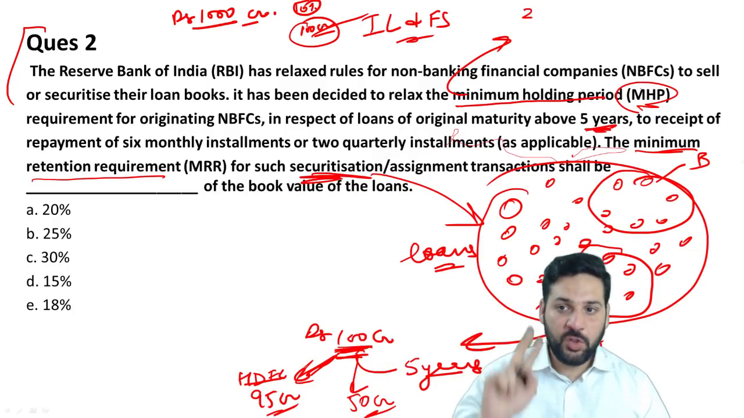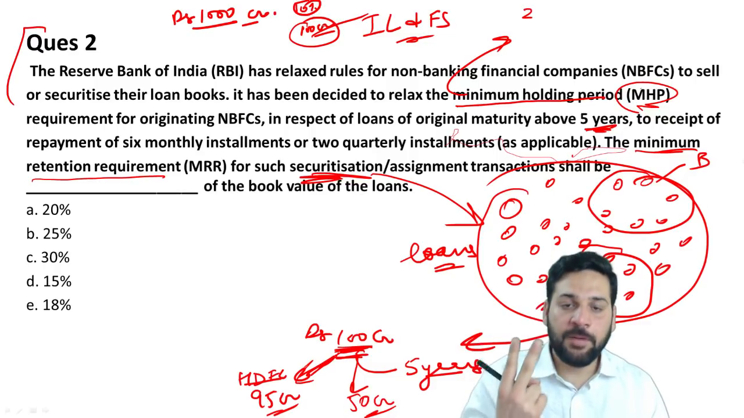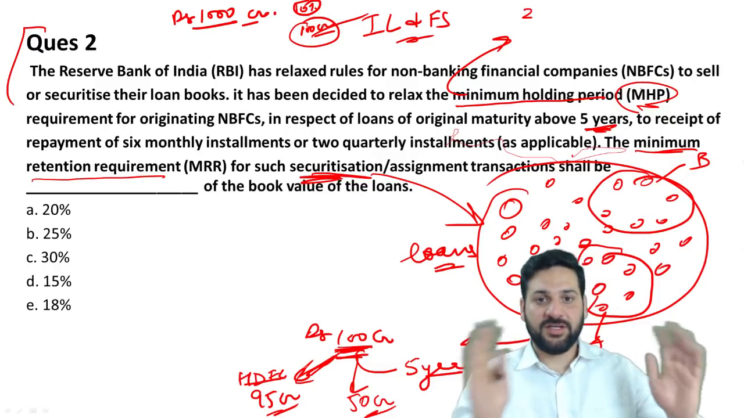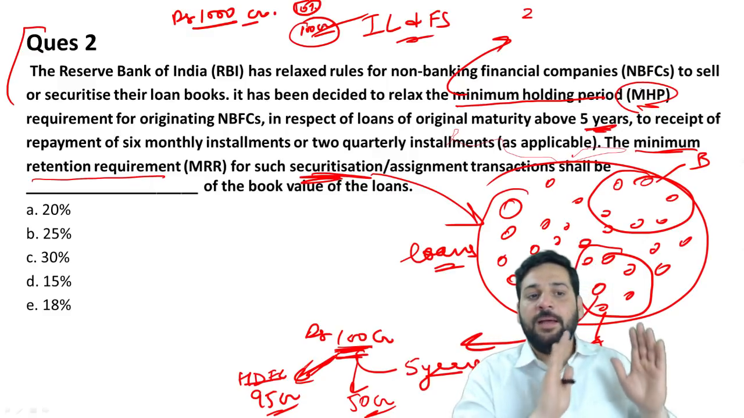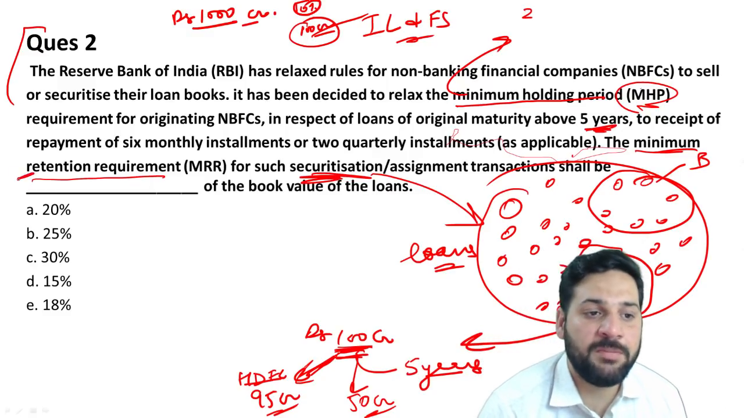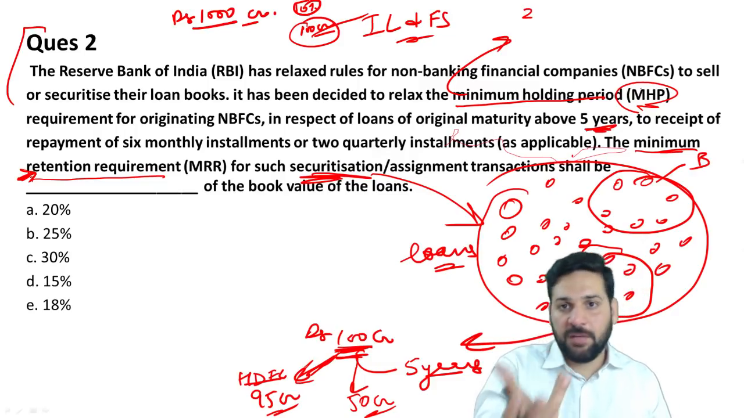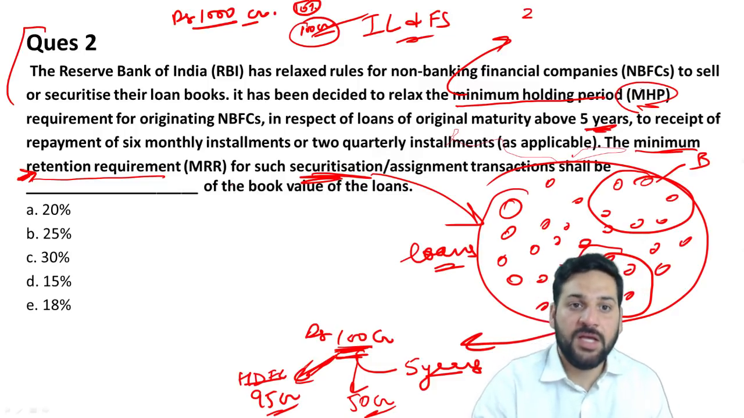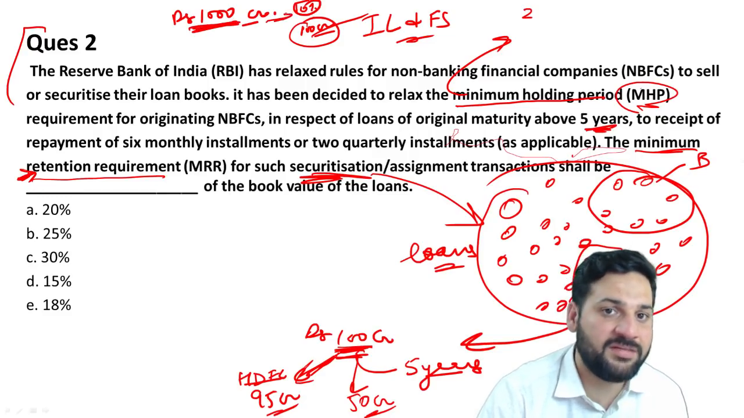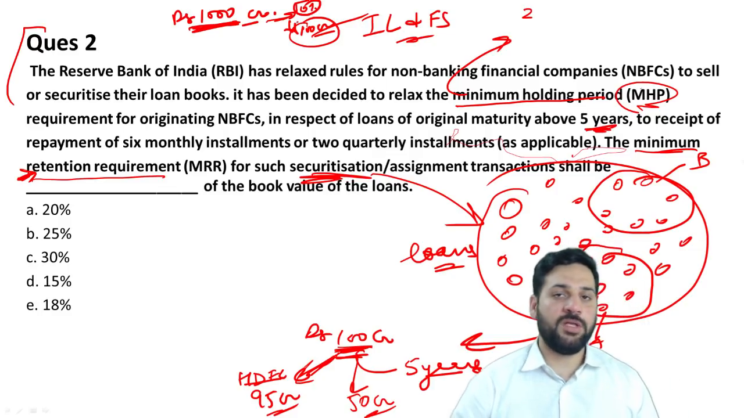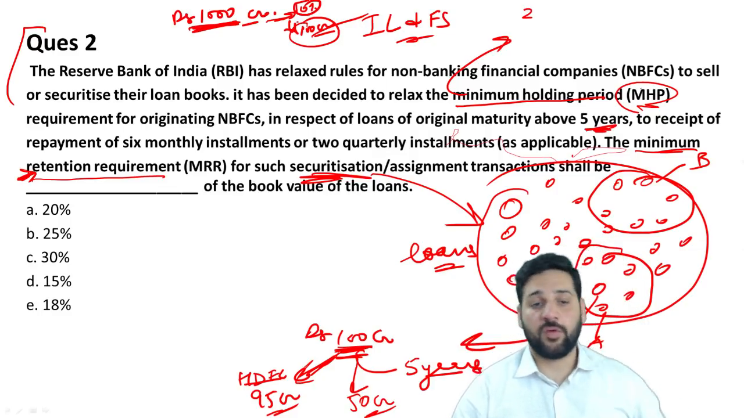Okay, 2 main concepts. Actually 3. The securitization; the minimum holding period, where for a certain period of time you cannot sell these loans in the market; and the third one, the minimum retention requirement. As the words suggest, if you have given 1,000 crore rupees of loans and the retention requirement is 10%, you need to keep 100 crore rupees of loans with you.